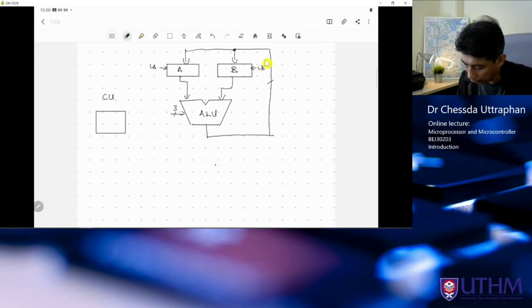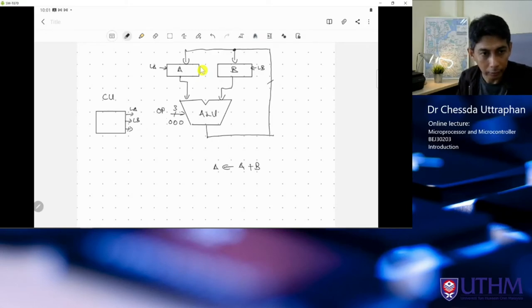We want to do A plus B, and let's say the operation for A plus B is 000. So the control signal is LA, which must be 1 in order to load the data to A. This is LA, this is LB, and the operation of the ALU we name OP, and this is a 3-bit OP. So this will be the control signal.